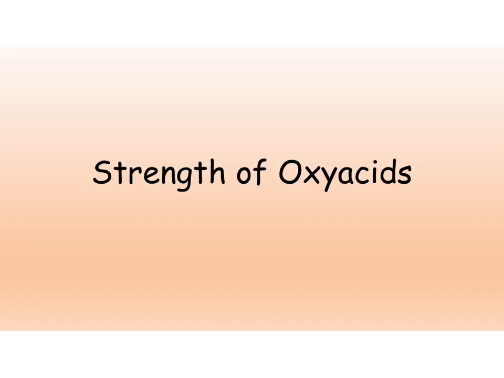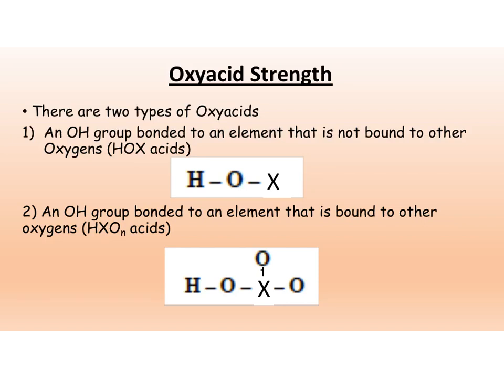All right, and continuing the podcast on the strength of acids, we're going to talk about the strength of oxyacids. An oxyacid is an acid that has a hydrogen, an oxygen, and one other element, so it always has a polyatomic. We're going to talk about these in two different chunks.